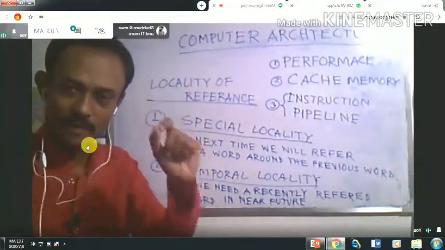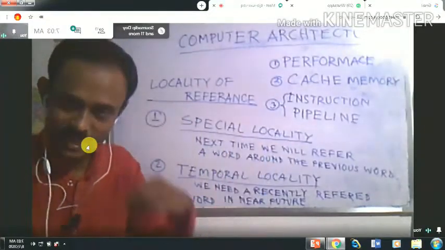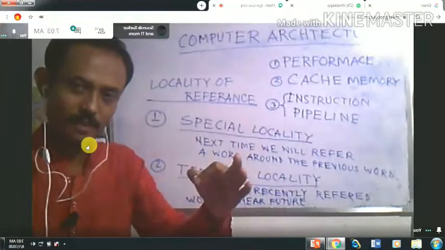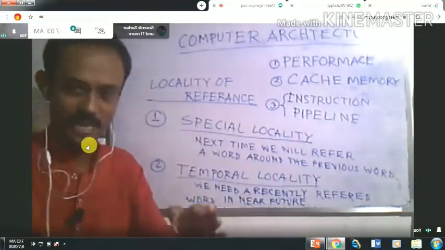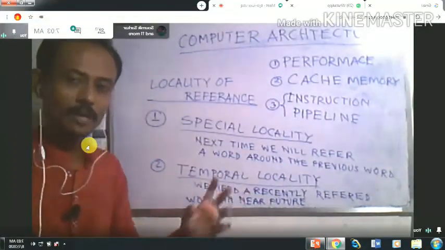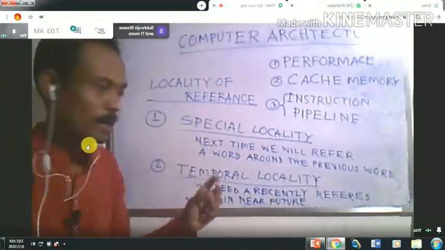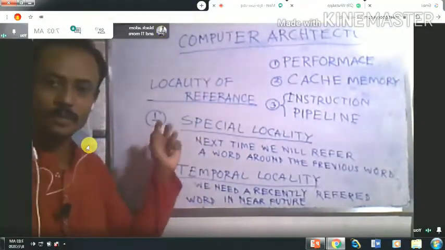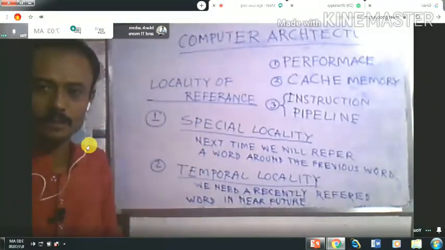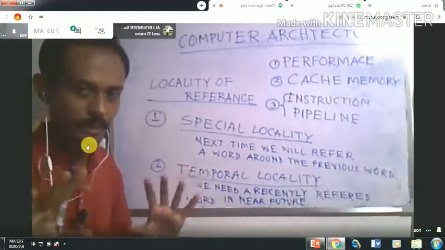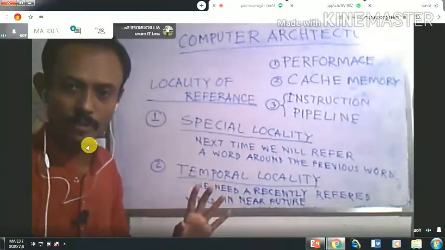That means if you refer to a particular word, then within a loop after some time, there is a high chance that the particular word will be accessed again. That is called temporal locality. So these are two very important concepts: temporal locality and spatial locality. These are called the locality of reference. Clear? So from the cache memory, we have this important terminology.